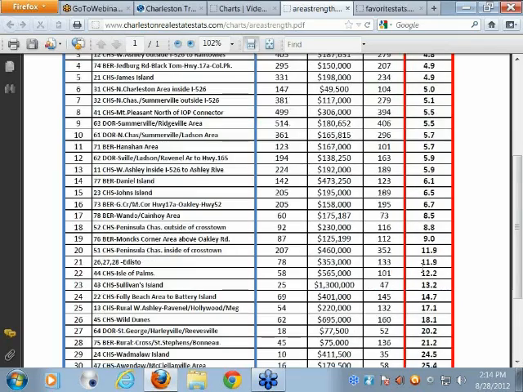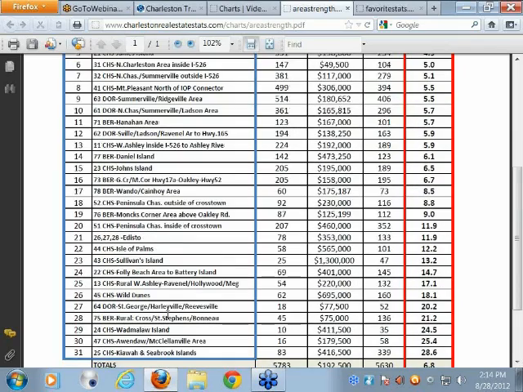As you can see, these places down at the bottom, such as area 47 in Awendaw, McClellanville, has 25 months of inventory. It takes 25 months, or over 2 years, in order to sell off what is available to be sold in area 47. So that's not healthy at all for the sellers. Great for a buyer, but not very healthy for the sellers.